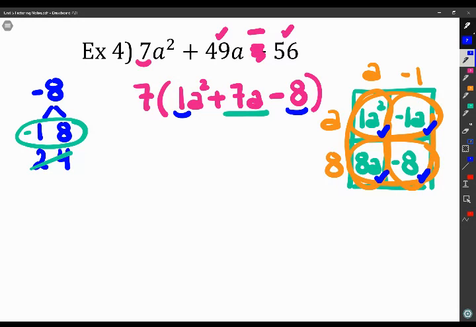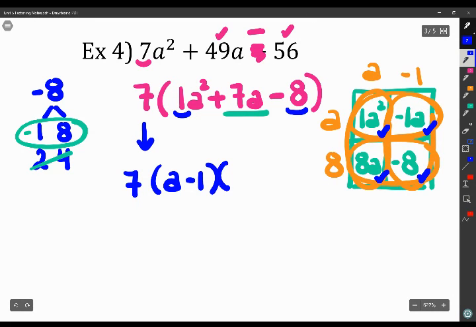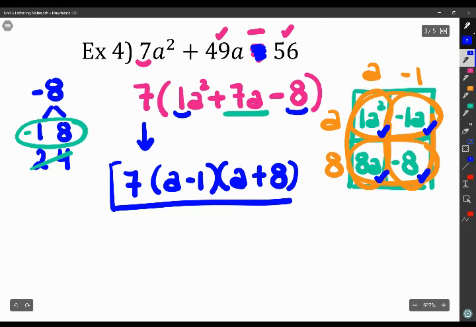And so I bring my greatest common factor down, and then I write my factors as a minus 1 and a plus 8. Again, I changed this problem to be a minus 56 at the end. If I don't change that, then this can't go any further, but I changed it so that it will. And so that's my solution.